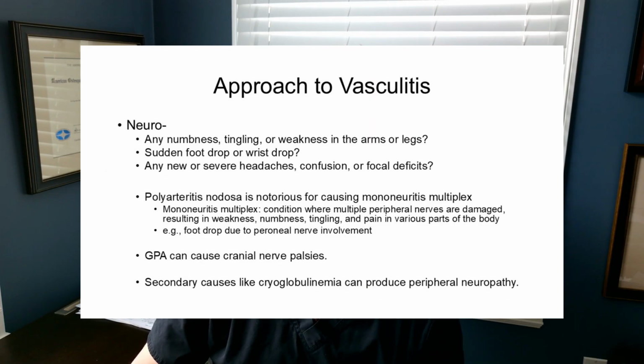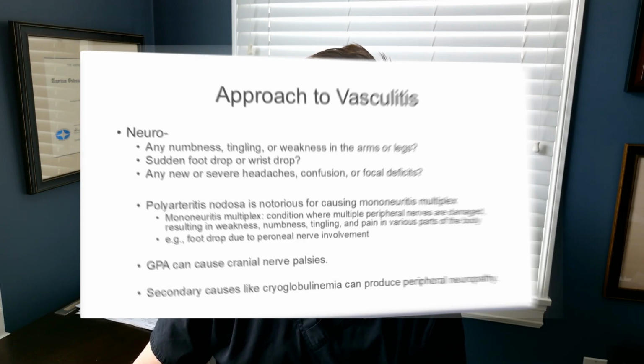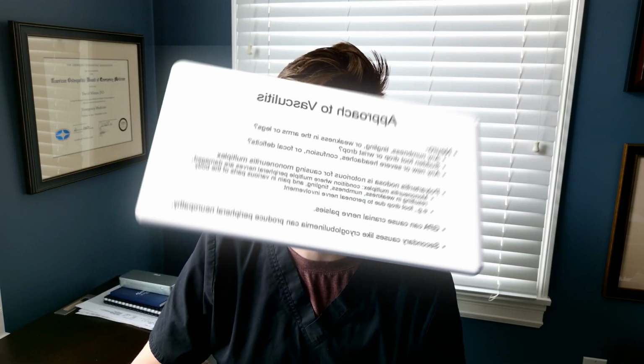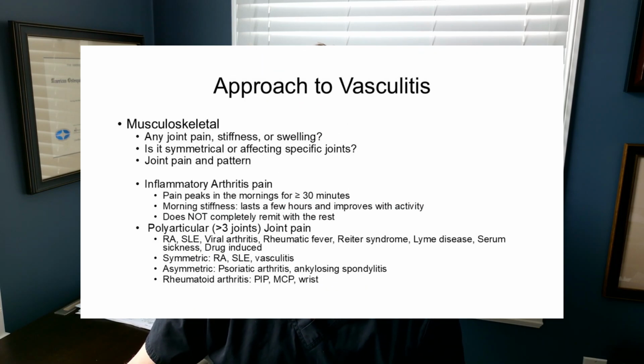Neurological review of systems. Does the patient have any changes in sensation, any numbness, any weakness in the arms and legs, specifically wrist drop or foot drop? Any new severe headaches, confusion, or focal neurological deficits? Polyarteritis nodosa is notorious for causing mononeuritis multiplex, which is a condition where peripheral nerves are damaged, resulting in weakness, numbness, and tingling in various parts of the body. Specifically, foot drop or peroneal nerve involvement is much more indicative of polyarteritis nodosa. GPA can also present with things like cranial nerve palsies, and cryoglobulinemia as a secondary condition can also produce peripheral neuropathies.